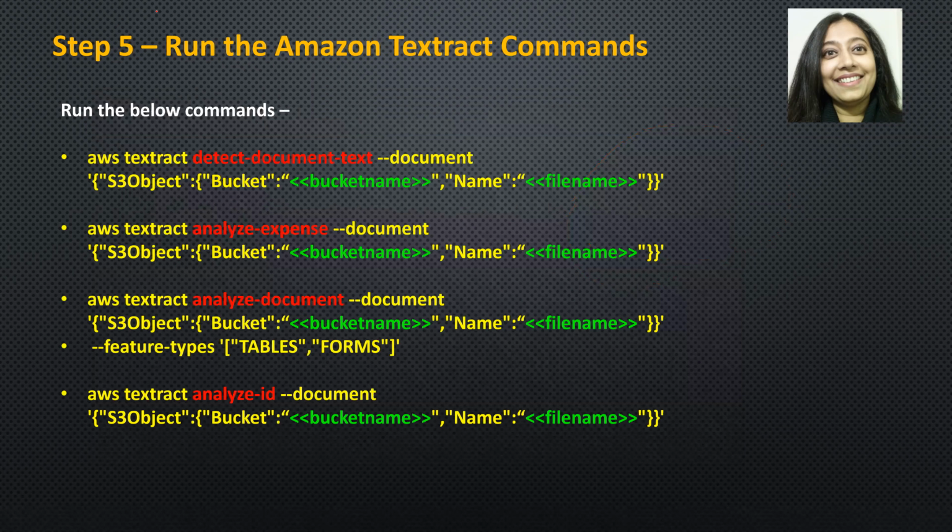Step 5. Now we need to run our Amazon Textract commands, right? So remember, we have those 3 image files. One is a passport image, one is a Thanksgiving greeting, and the third one is an invoice. So basically, the first thing that we are going to do is try and detect document text, right? So this is the command for it.